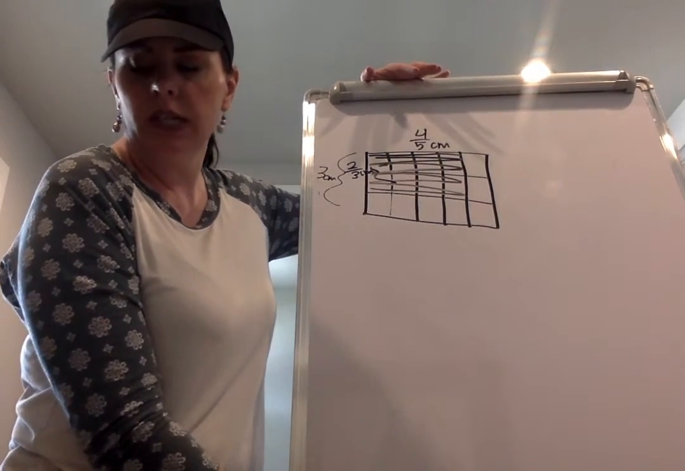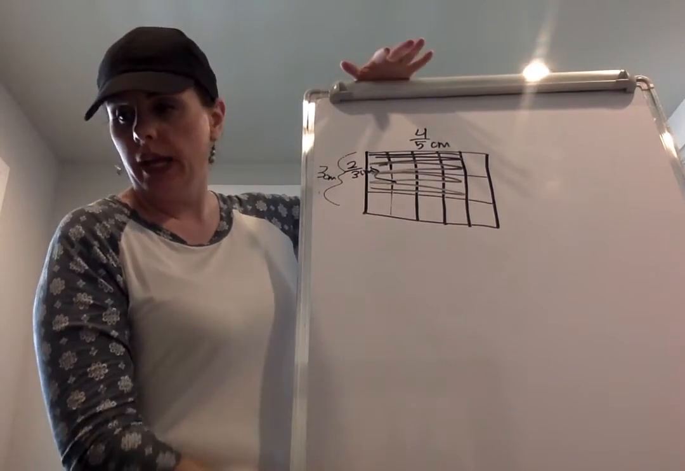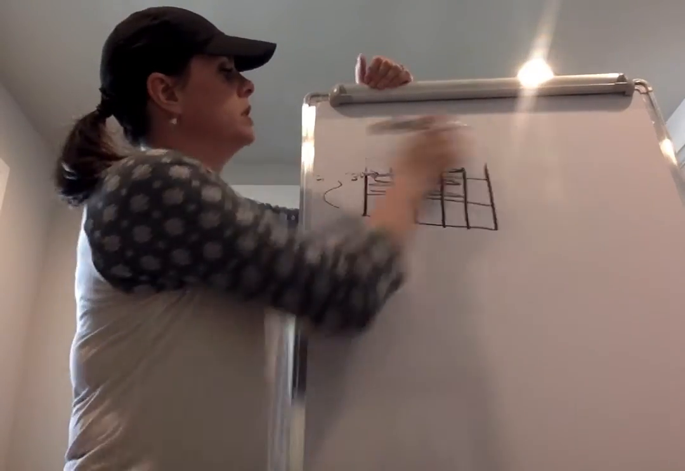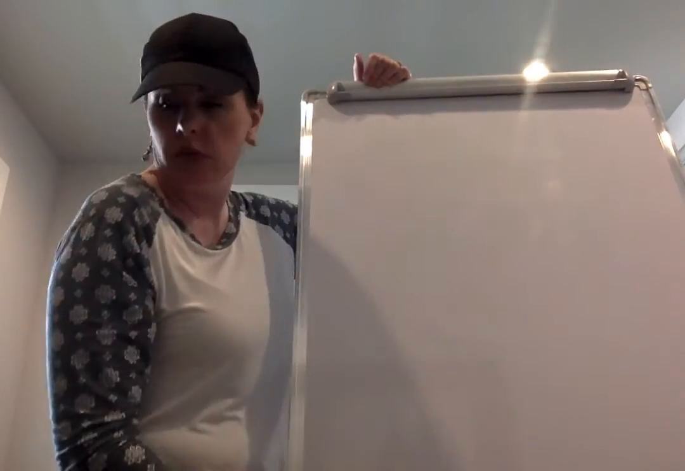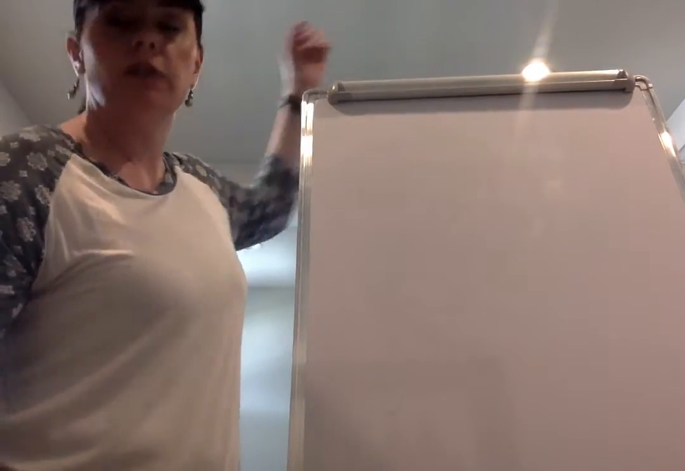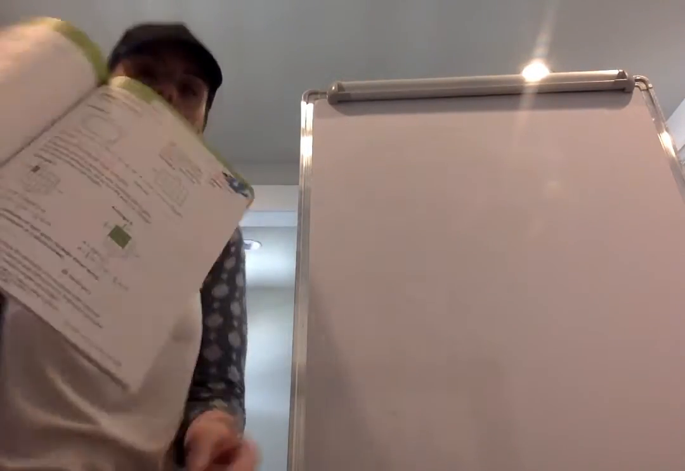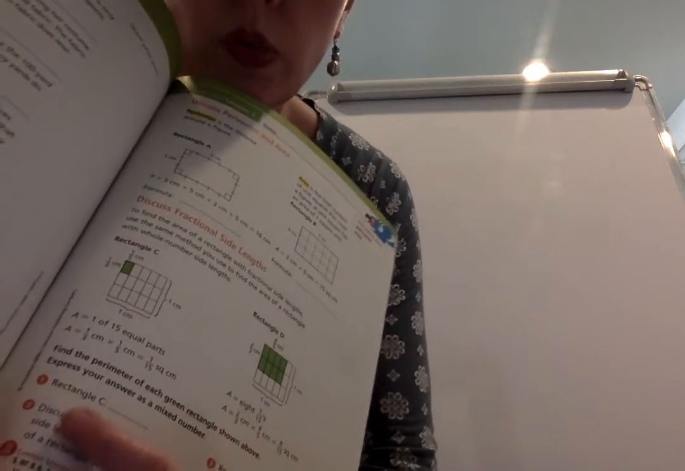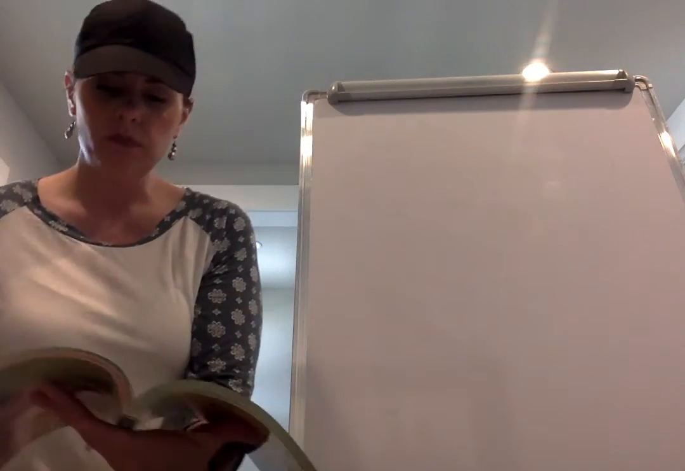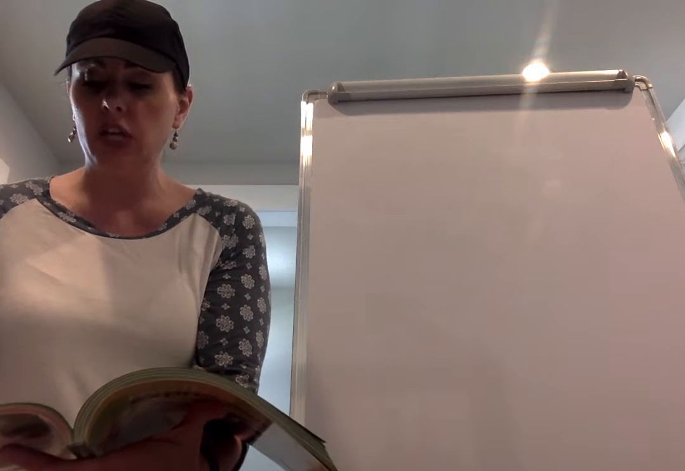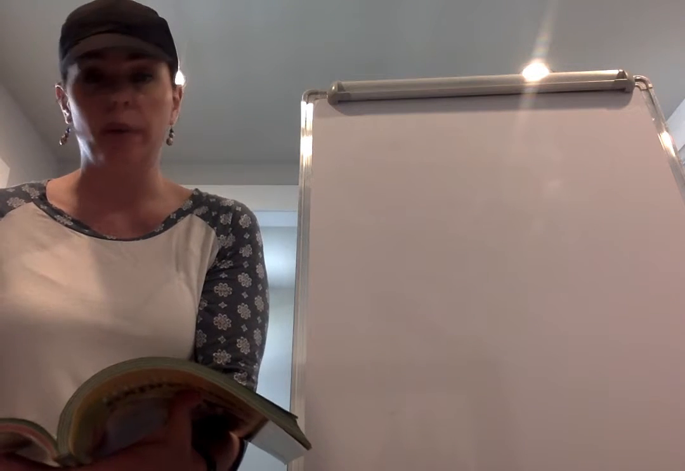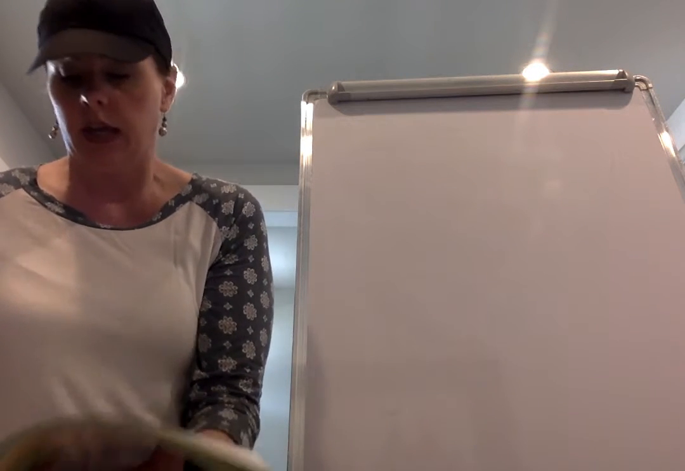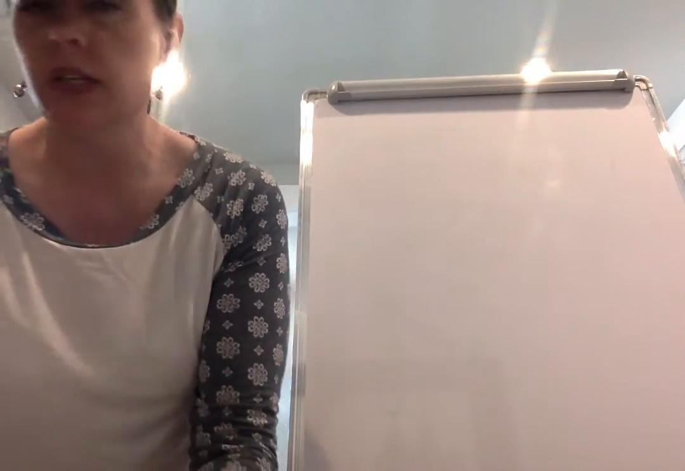But let's go back and let's answer number 1. I'm gonna erase that because I don't want to confuse you with this question. We're looking at the first example right here, and then we're gonna answer question 1. It says, find the perimeter of each green rectangle shown above. Express your answer as a mixed number.